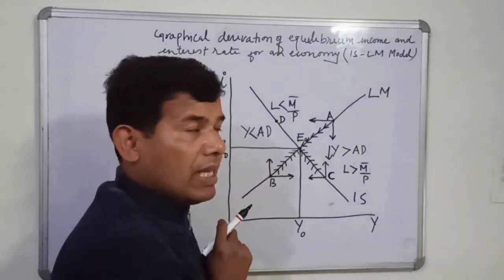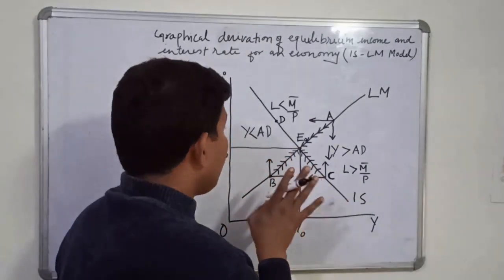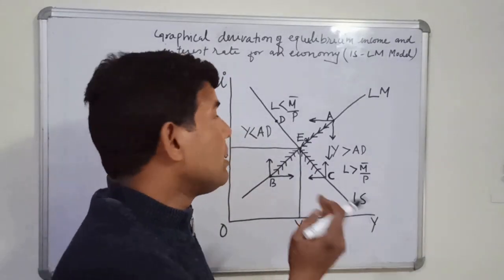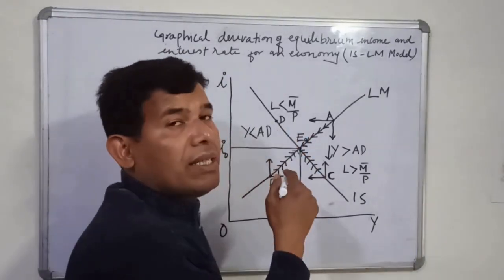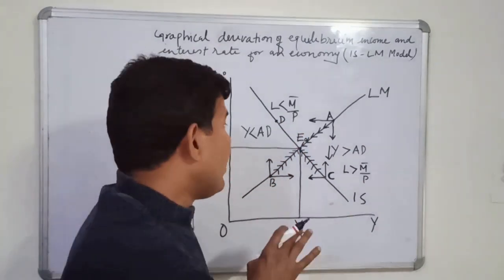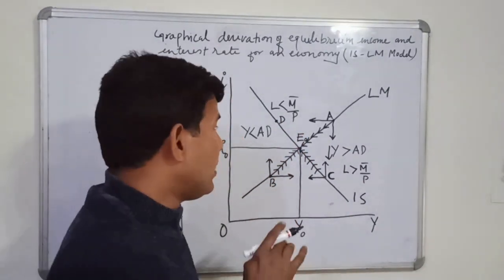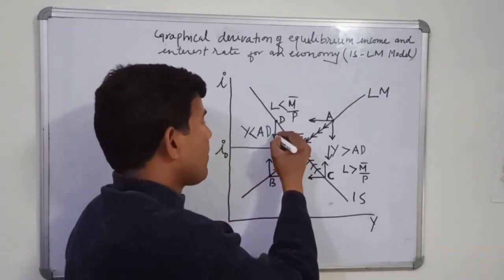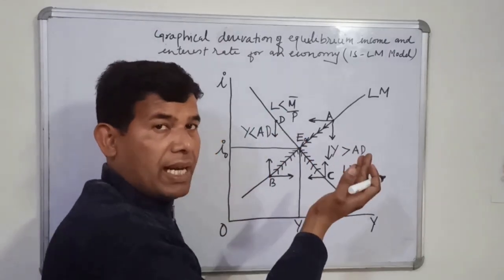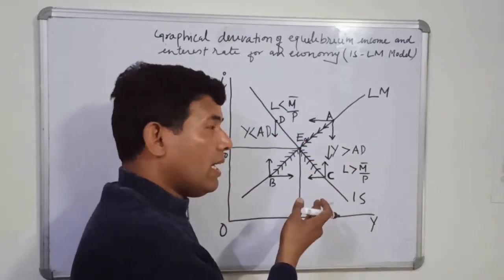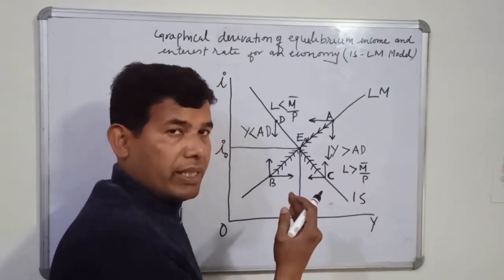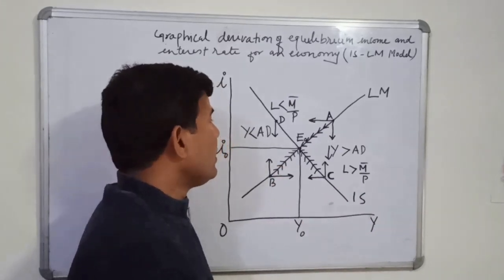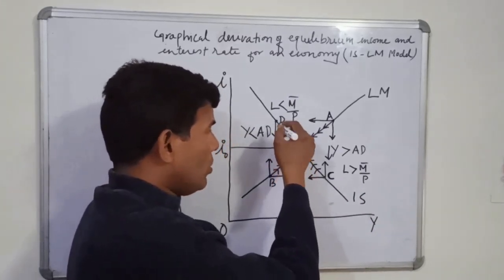Similarly, if you are at point D, what do you have? At point D, again, money market is not in equilibrium. The goods market is in equilibrium. But how is the money market characterized? The money market is characterized by money supply being greater than money demand. Now, when money supply is greater than money demand, you have got the rate of interest falling. You know the determination of rate of interest through money demand and money supply lines. So rate of interest would fall.